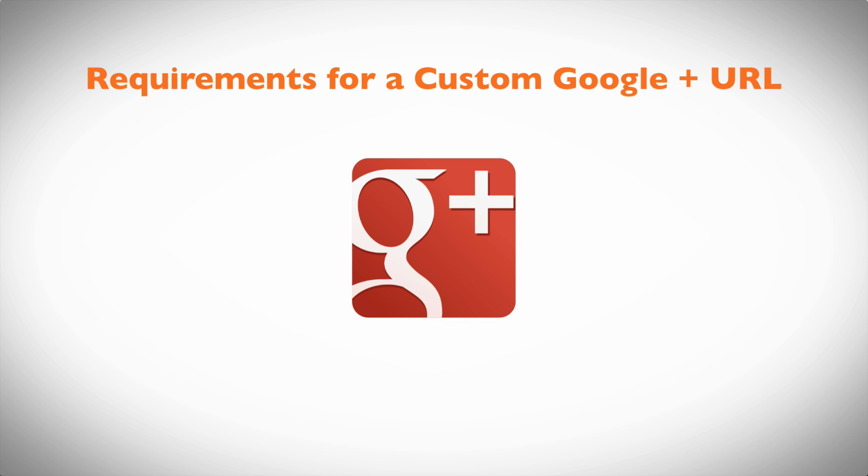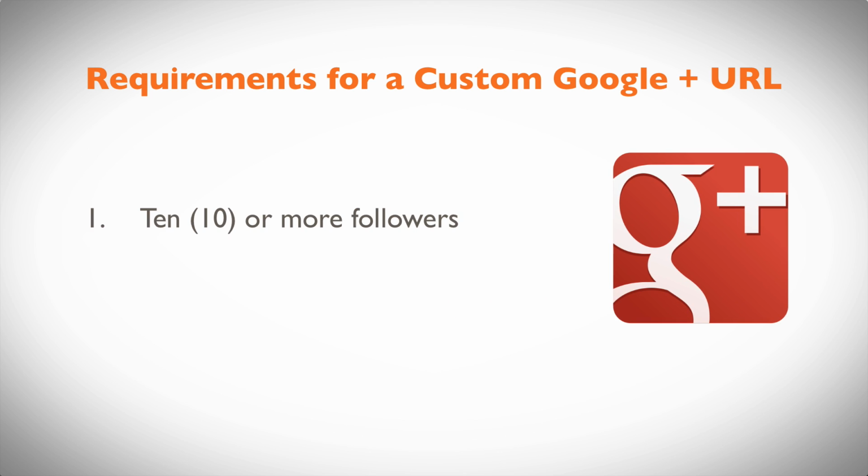There are really only three requirements that you need to meet to have the ability to get a custom URL for your Google Plus profile or page. The first one is that your account has to have 10 or more followers. That means 10 people are either following you or have circled you to follow your page or your profile. So if this is a personal account, they have to follow you directly. If this is a Google Plus page for your organization, they have to follow that organization's profile.